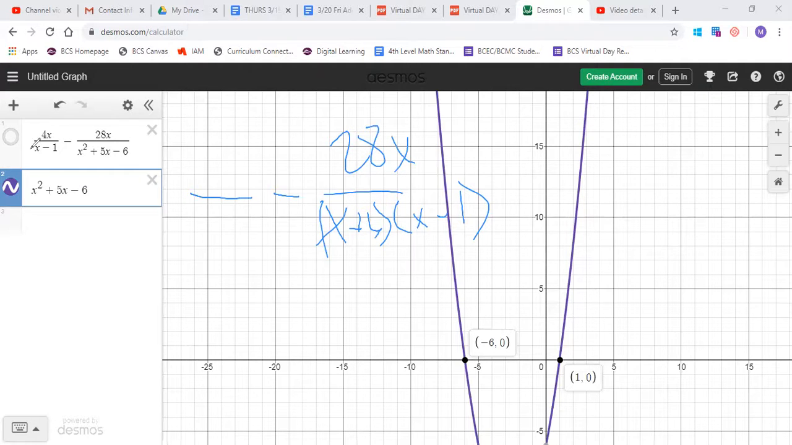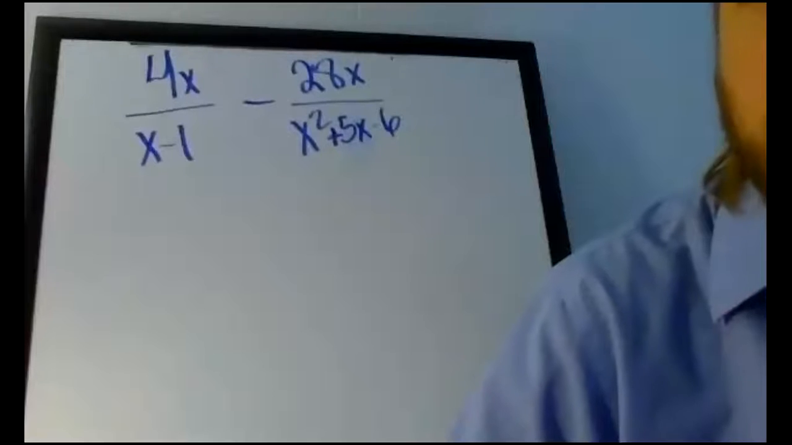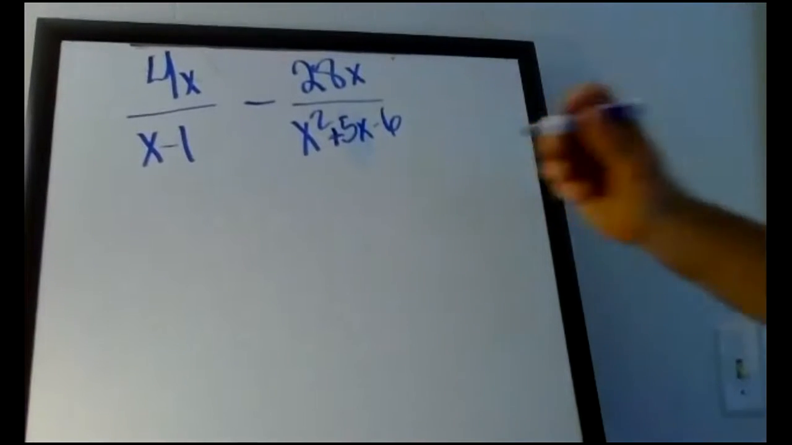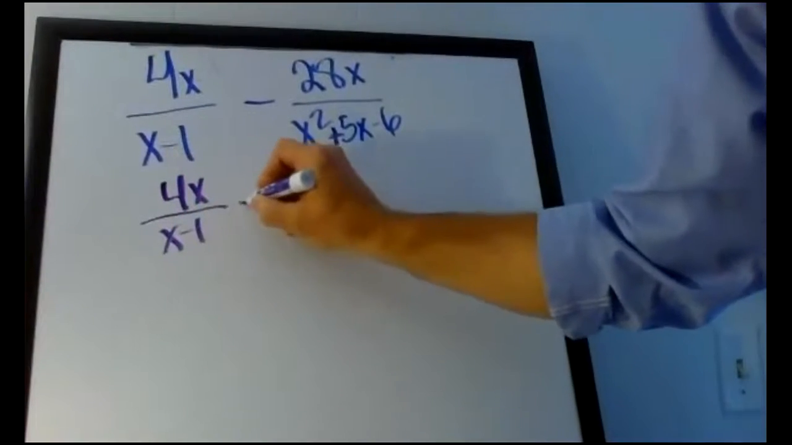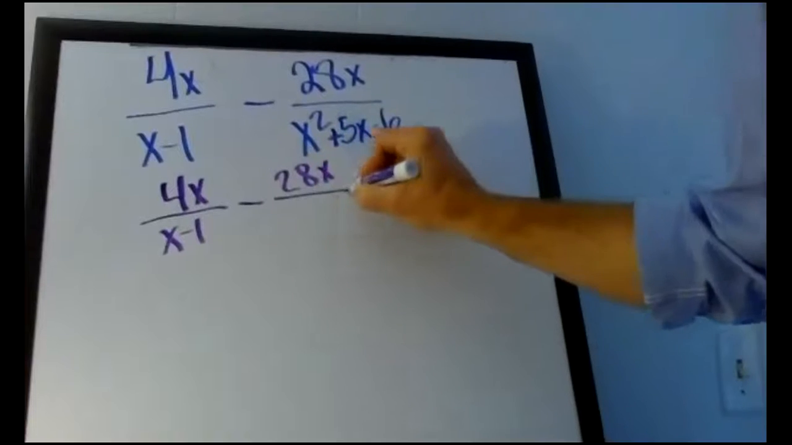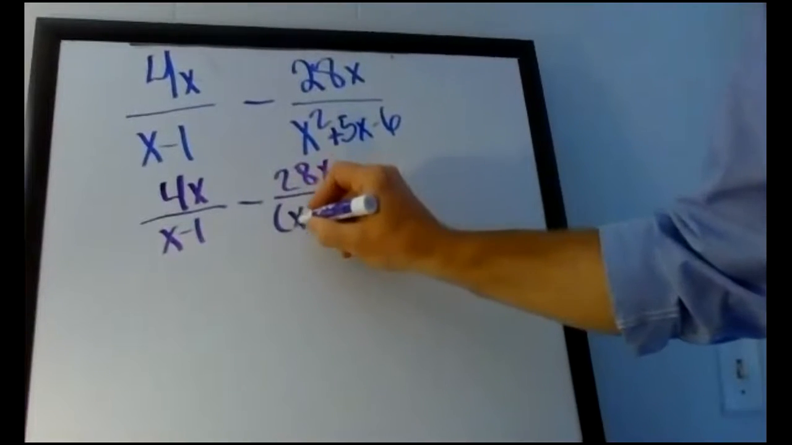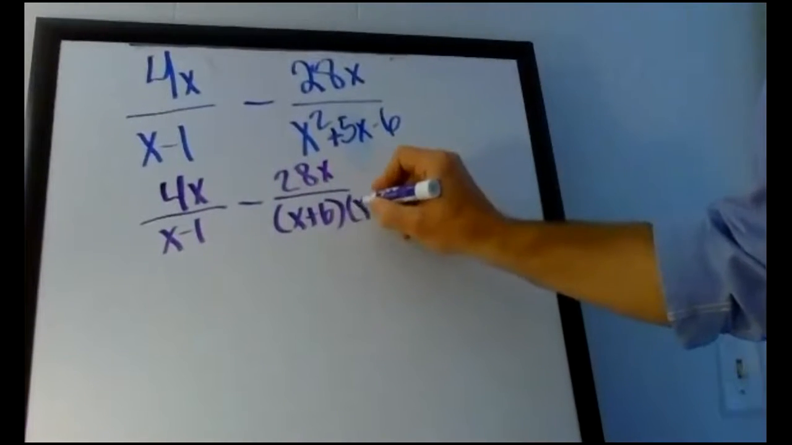What you're going to notice is this 4x over x minus 1 is already factored. There's nothing I can take out of x minus 1. So I'm just going to write it right there, x minus 1, and write 4x right here at the top. Okay, I'm going to stop sharing this screen and bring that down right here. So where we were at was 4x over x minus 1 minus 28x over x plus 6, x minus 1.